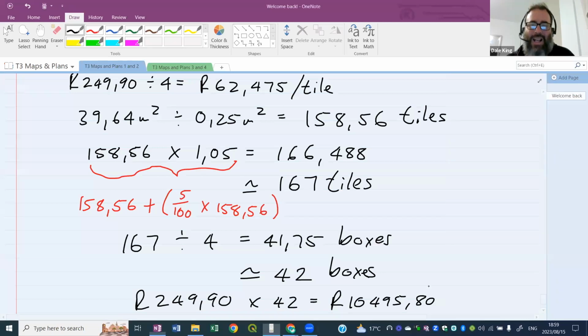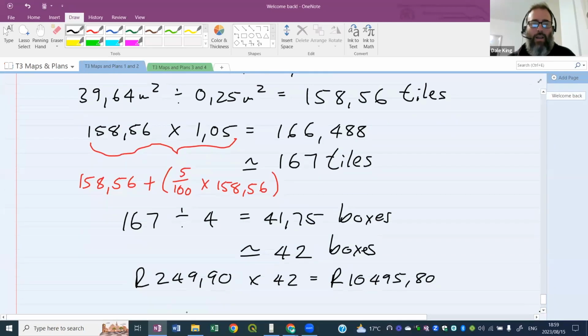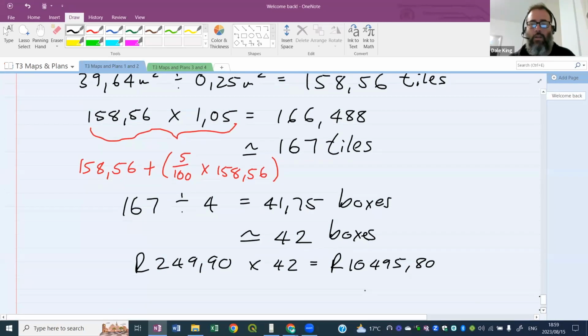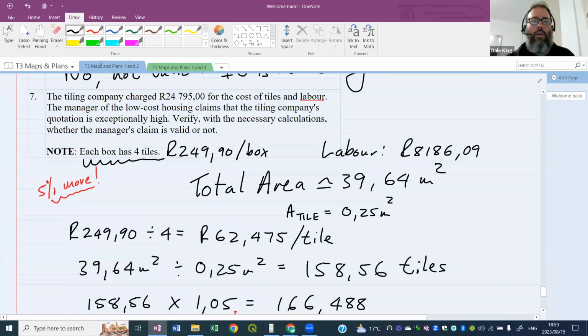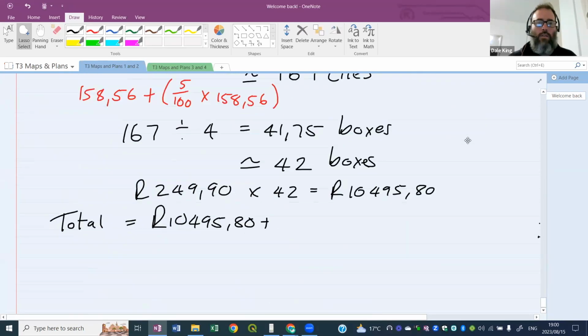So that's the tiles, but we still have labor. The total for this job is the tile price, which is 10,495.80 plus the labor. What is the labor? Go all the way back up. Here it is. I'm just going to copy. There's the labor. Bring it down. That's my labor cost. So what will the total cost be?